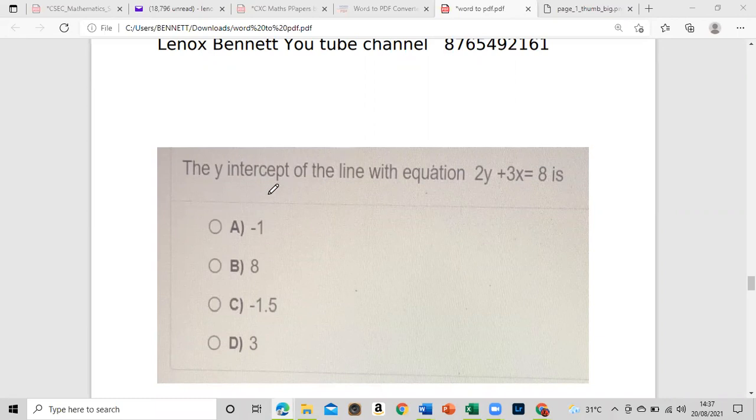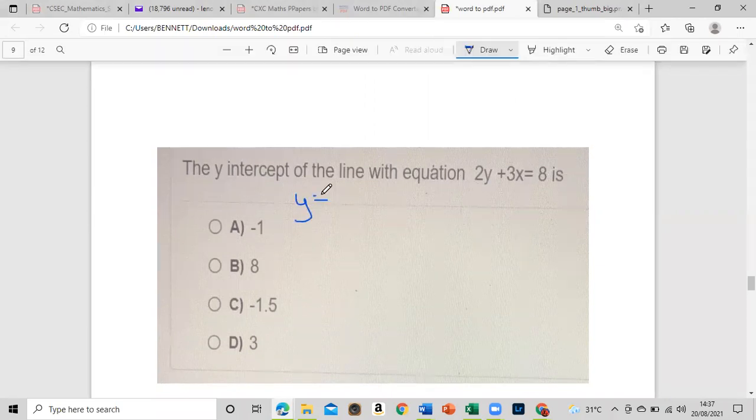So this one said, the y-intercept of the line with equation 2y plus 3x equals 8 is, first of all, let me just say it's a straight line. But it must be in this form, y is equal to mx plus c. So we're going to get this in this form. So we're going to just equate y to everything, all right? So we're going to subtract this 3x. Let's just rewrite it here, and get it in this form, and then we can go ahead.